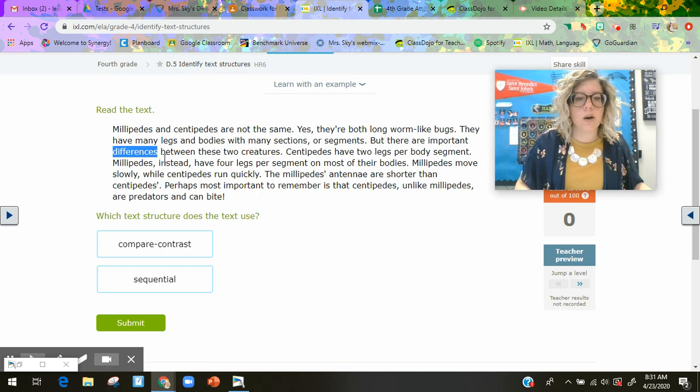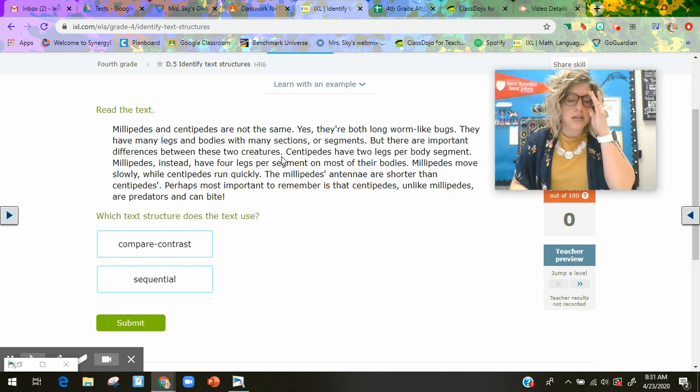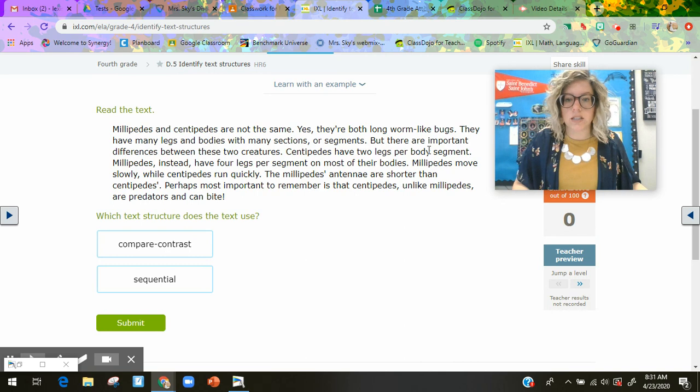Here we go. We're contrasting now between these two creatures. Centipedes have 2 legs per body segment. Millipedes instead have 4 legs per segment on most of their bodies.